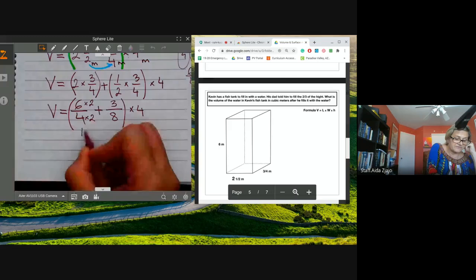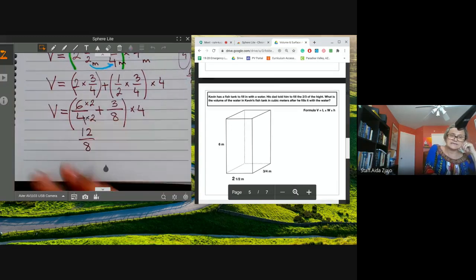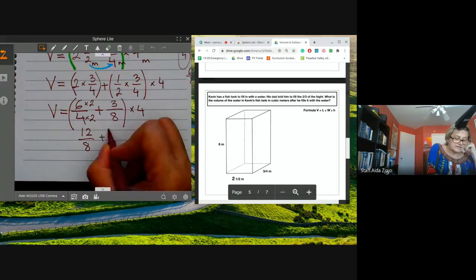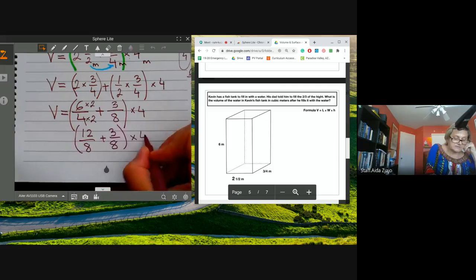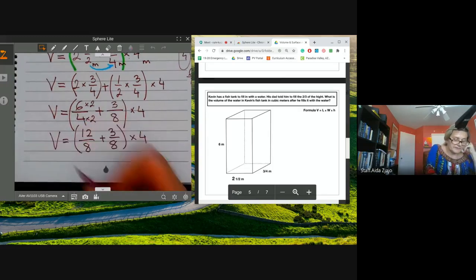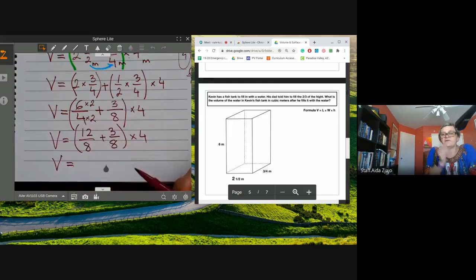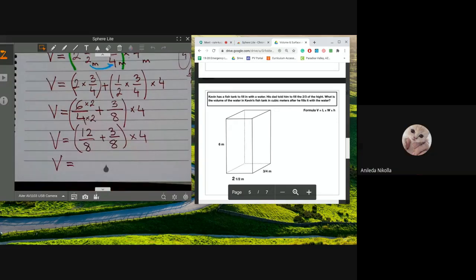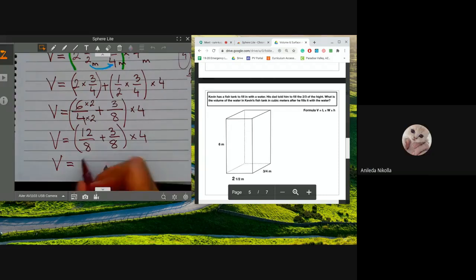Now I will have 12/8 instead of 6/4, and I can add to it 3/8, and I still need to multiply by 4. So volume equals. Now, what is 12/8 plus 3/8? Who knows the answer? Yes, Anileda. It's 36/8.